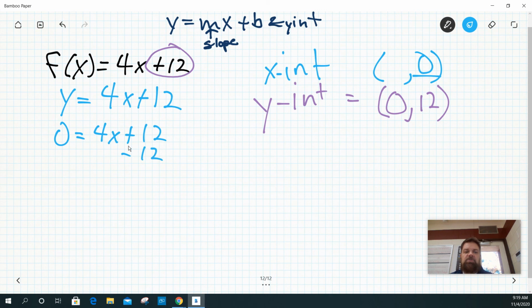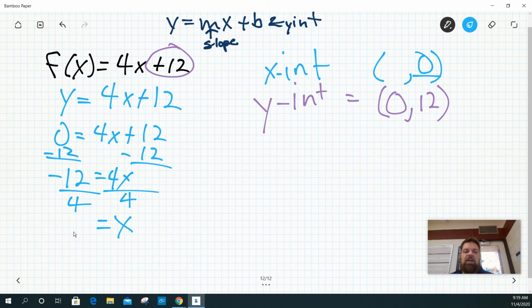So what I'm going to do is subtract 12 from both sides, and I get negative 12 is equal to 4 times x. I'm going to solve for x. So I divide both sides by 4. 4 divided by 4 is 1. 1 times x is x. And then negative 12 divided by 4 is equal to negative 3. So that means the x-intercept occurs at (-3, 0). And that is it.